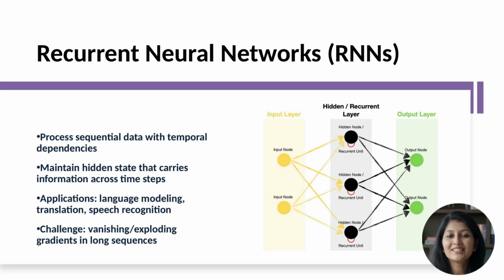Recurrent neural networks handle sequential data where order matters and the past influences the present. Text, speech, time series, video, these are sequences where RNNs excel. The key innovation is the hidden state. Unlike feed-forward networks that process each input independently, RNNs maintain a hidden state that carries information from previous time steps. When processing a sentence word by word, the hidden state accumulates context. By the time you reach the end, the hidden state encodes information about the entire sequence.